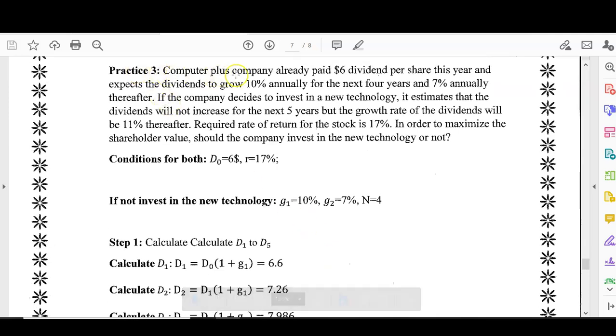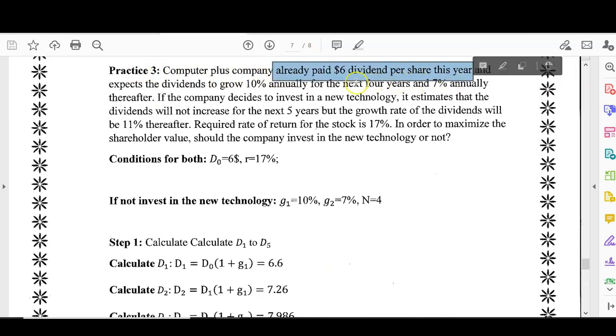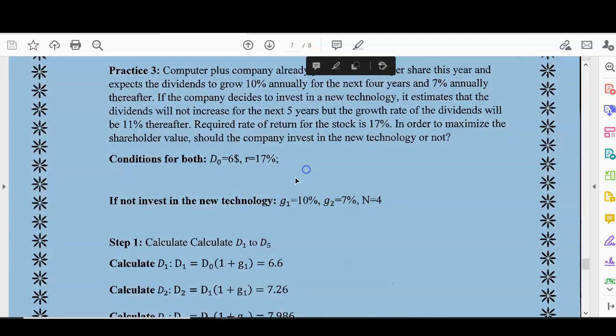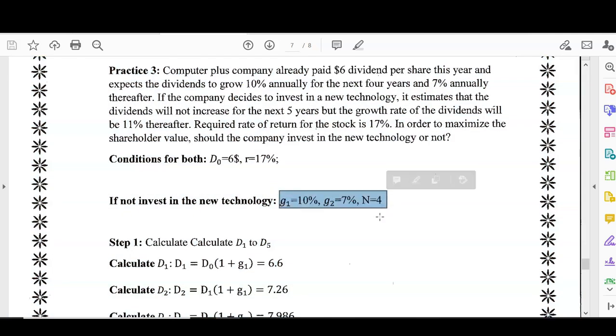Practice 3. This firm already paid $6 dividend per share this year. So is it D0 or D1? Already paid, just paid, meaning it should be D0. We expect dividends to grow 10% annually for the next 4 years, so G1 equals 10% for 4 years. After that, we have 7% growth as G2, and our N equals 4 here.